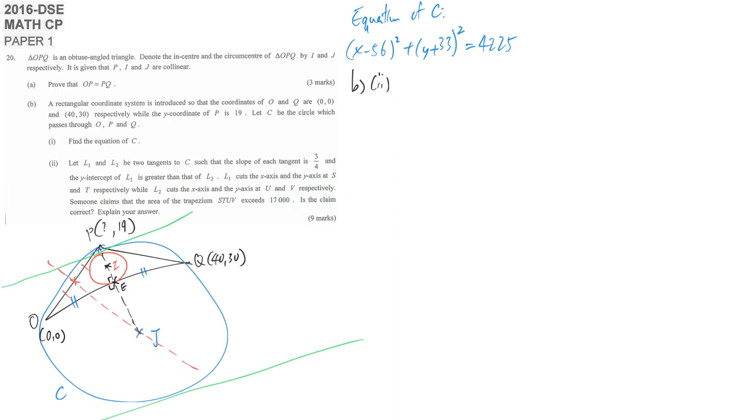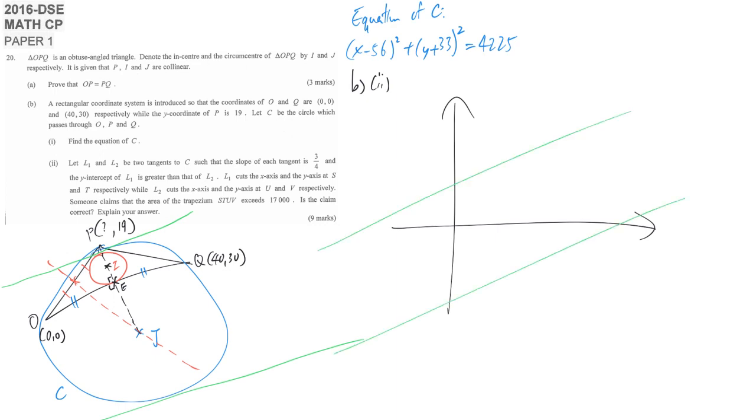So if we just focus on those 2 tangents, those 2 tangents may be like this. And then they say that the higher one is L1, the lower one is L2. And then L1 cuts the x-axis. This point is called point S, and the y-axis point is T. So we know that this point is point S, and this point is point T.